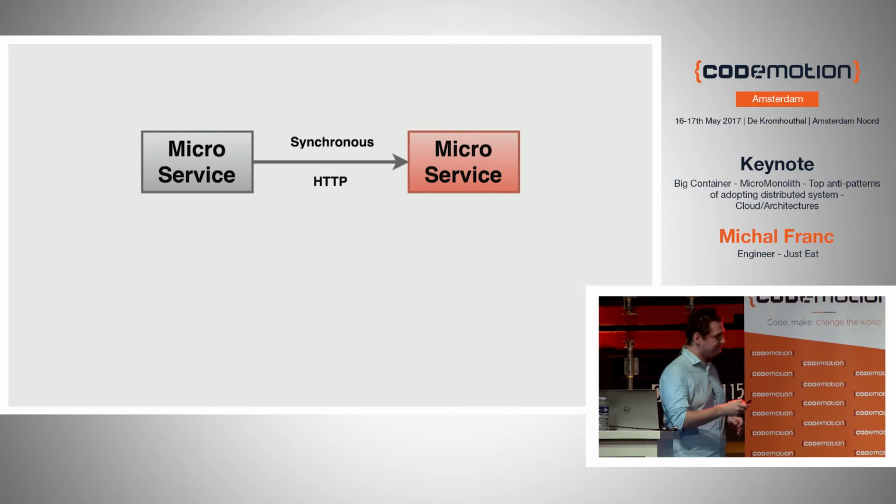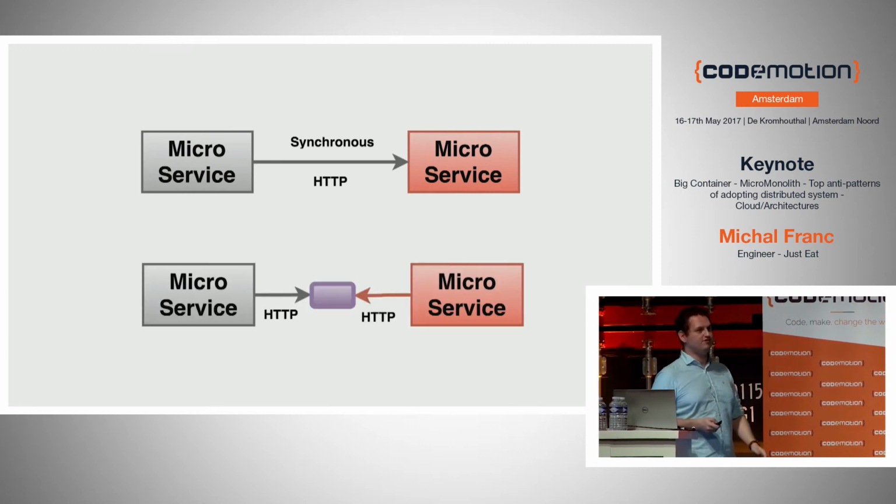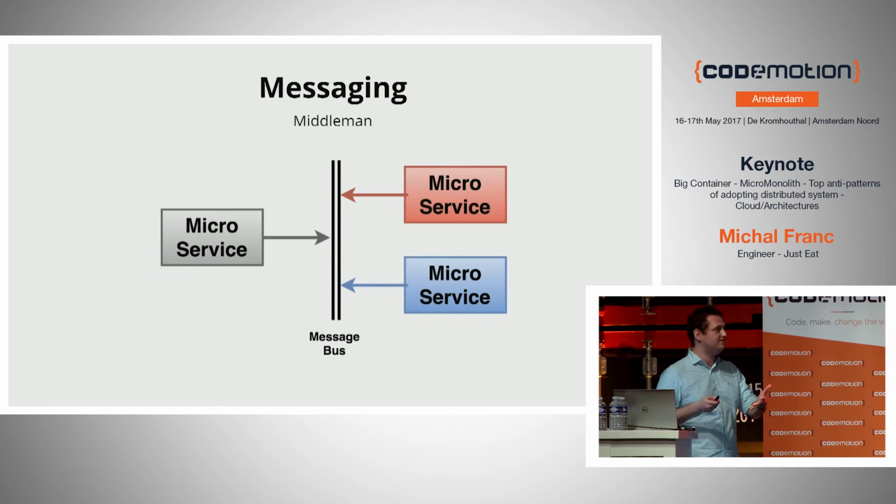Everything will be fine. So to make synchronous HTTP asynchronous, you have to put something in the middle, right? And this is where messaging and all the different things come in. If you have those microservices, you don't connect them together using HTTP, you connect them using a different middleman inside, like a messaging framework or messaging platform.